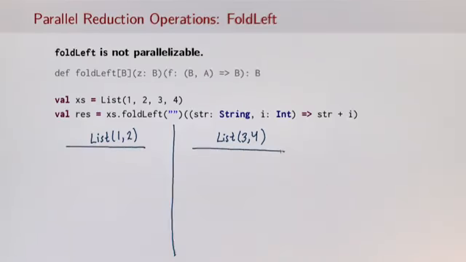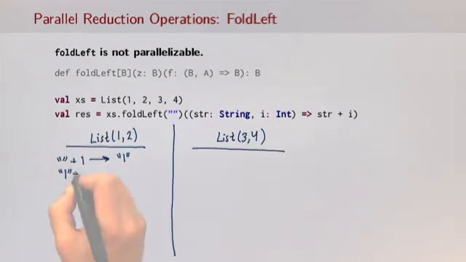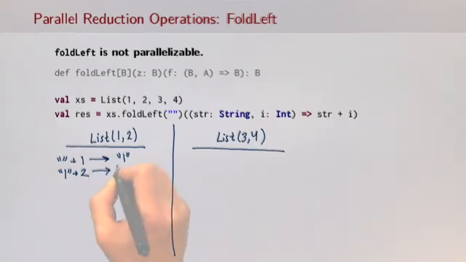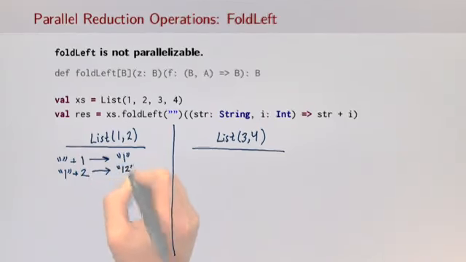So let's start with the first element in our first chunk. We take the 0, the empty string, and then we concatenate it with the first element. This gives us 1. Then we do the same for the next element. Now we have 1. We add 2. Now we have the string 1, 2.